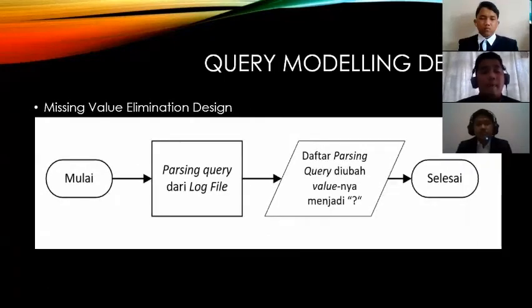Next, query modeling design for missing value elimination design. Here, we will change the value of the query attribute so we don't have duplicate data, and then we can continue our process, and the calculating will be good calculating.